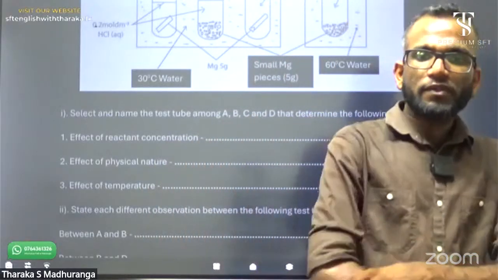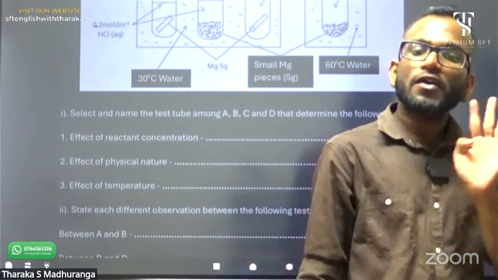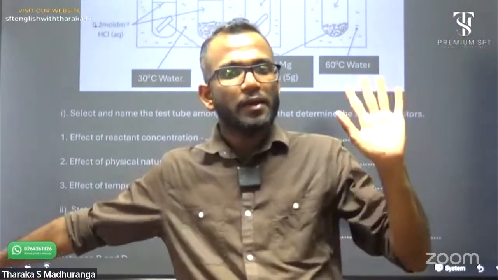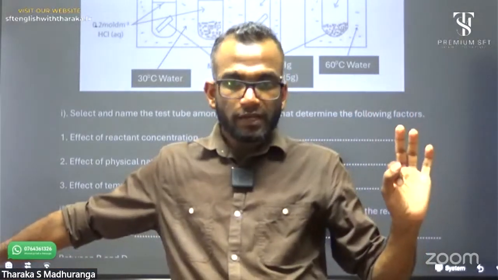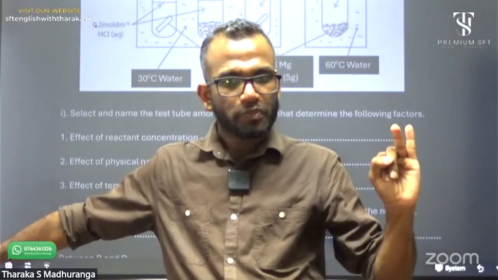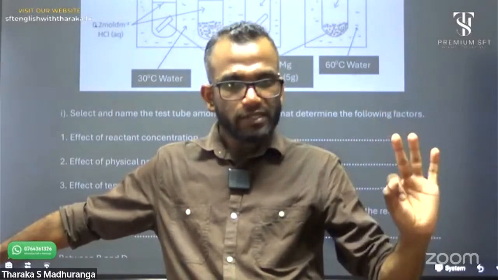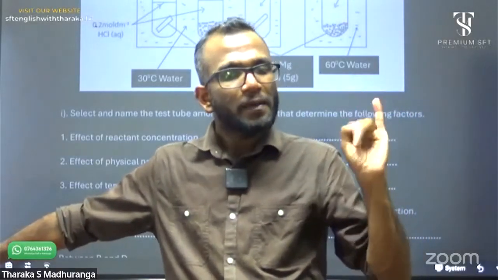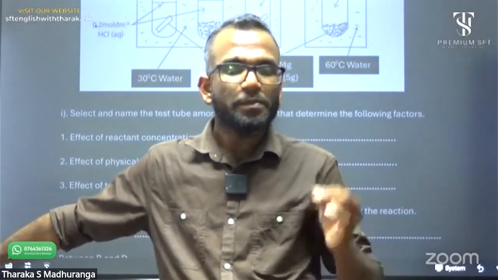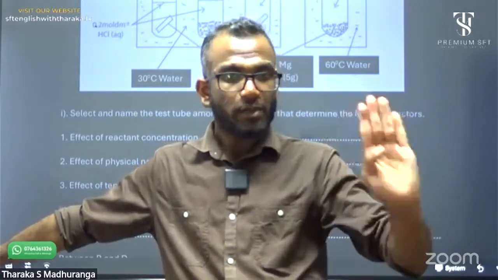Okay, do you remember what are the factors that affect the rate of chemical reaction? It's four main factors: temperature, reactant concentration. What else? Catalyst and physical nature of matters, or physical surface area of matters. Four main factors, remember.